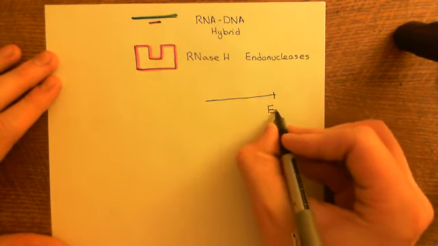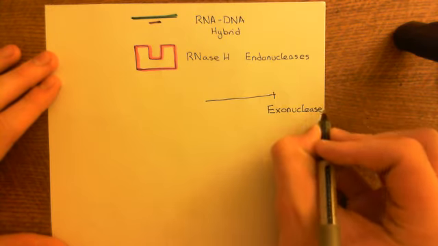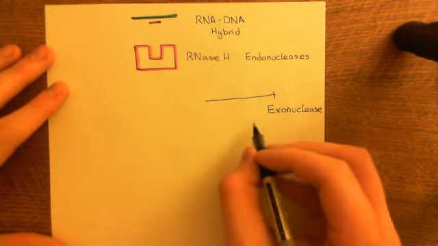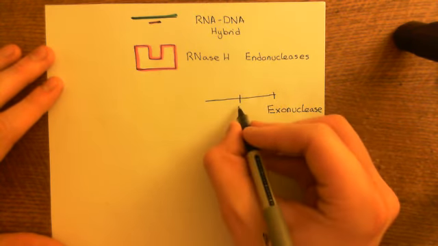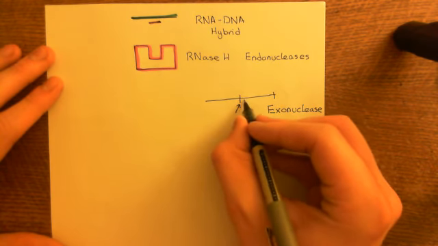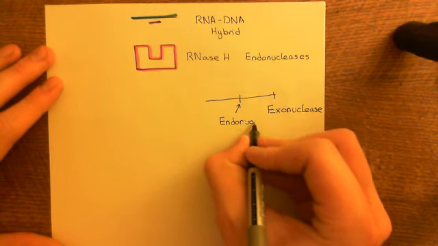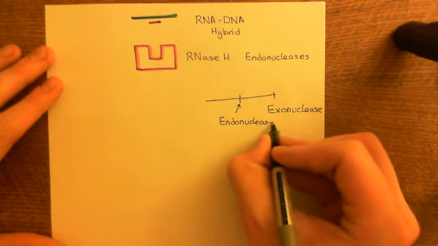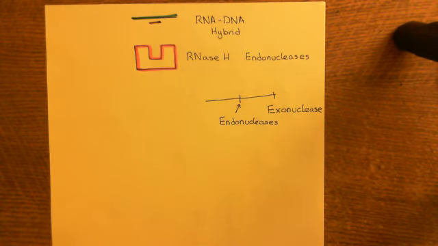So this is what an exonuclease would do. It would work from the exteriors, basically, rather than the interiors. Whereas an endonuclease would go right to the middle, or anywhere in between, and just break the bonds between the two nucleotides in the middle there. This is what an endonuclease would do. So exonucleases remove nucleotides from the ends of the nucleic acids, whereas the endonucleases chop nucleic acids up from the middle, basically. So RNase H is an endonuclease.